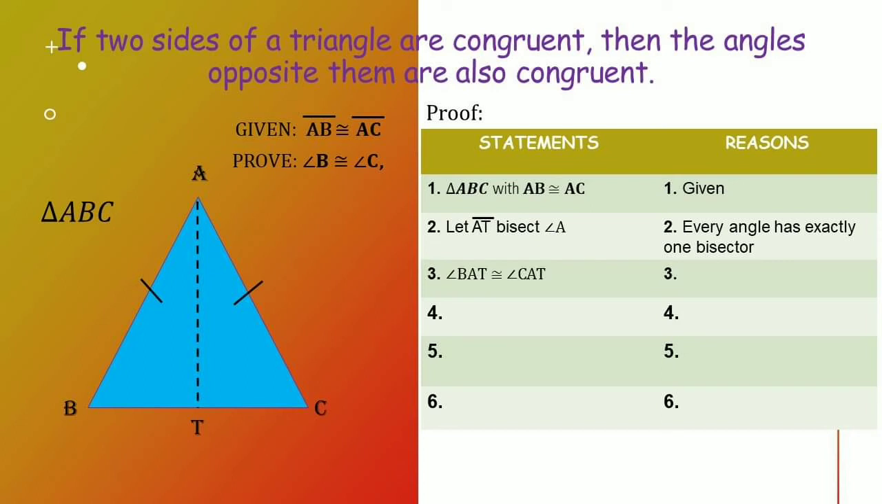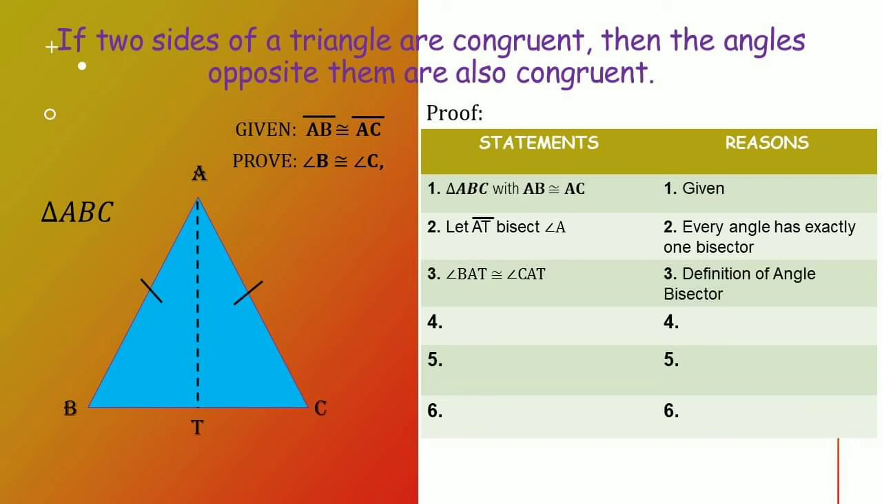Then, from statement number 2, we have angle BAT is congruent to angle CAT. So, nakakita tayo ng dalawang angles na congruent. So, ang reason is definition of angle bisector. Then, from statement number 2 again, we have AT is congruent to AT. Okay, siya ngayon yung naging common side ng dalawang triangle. So, ang reason is reflexive property.